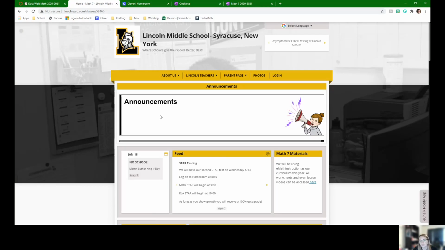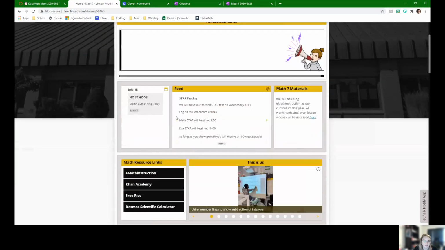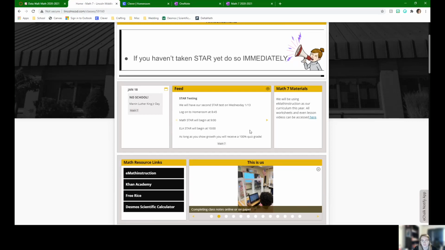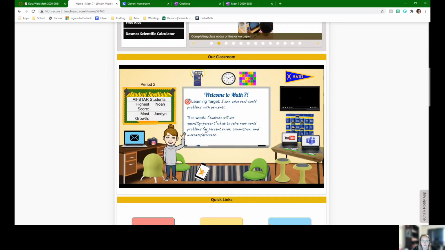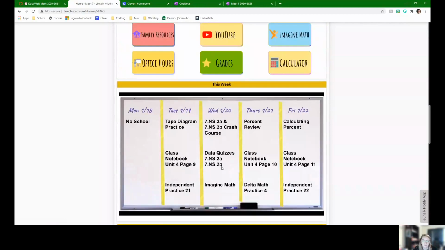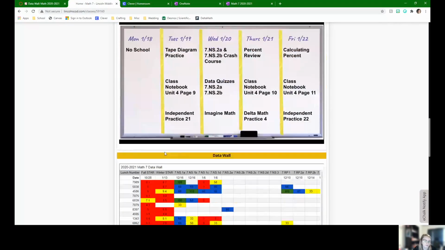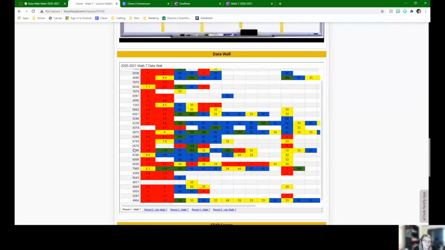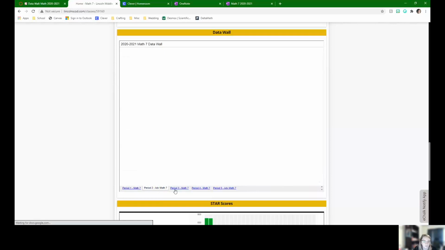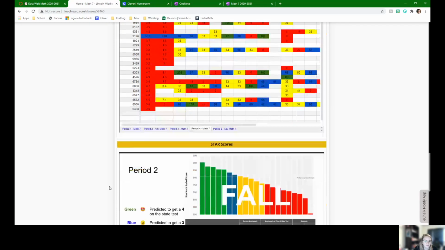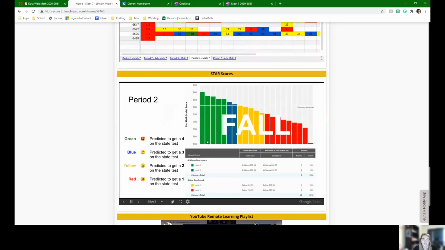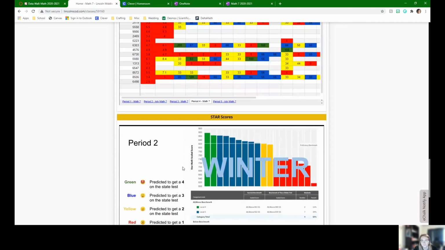So there's the same scrolling announcements that I have on my Canvas pages. We have a calendar and a feed with updates. There's our Bitmoji room that has some information about what we're doing. Here's an overview of the week that we're doing. And then there's the data wall. So you can access this. It's just published right online on the Lincoln website. And you can see what grade equivalent your student is scoring at, if they went up, if they went down on their star score, and you can also see how the class did overall.